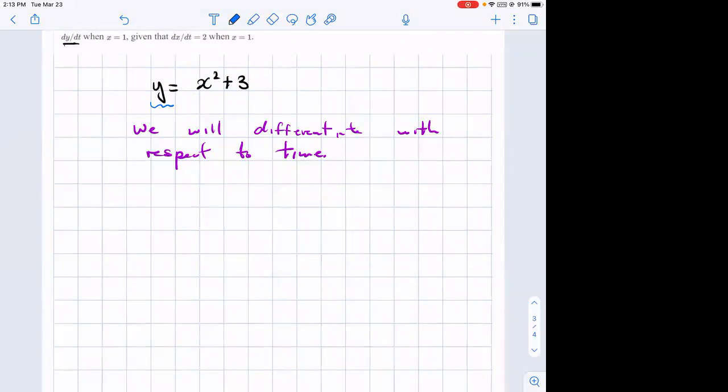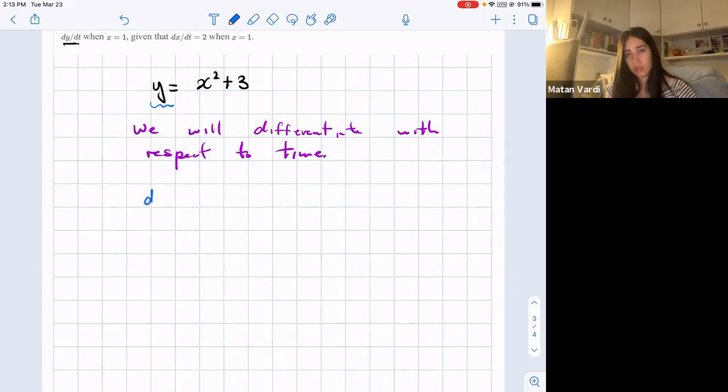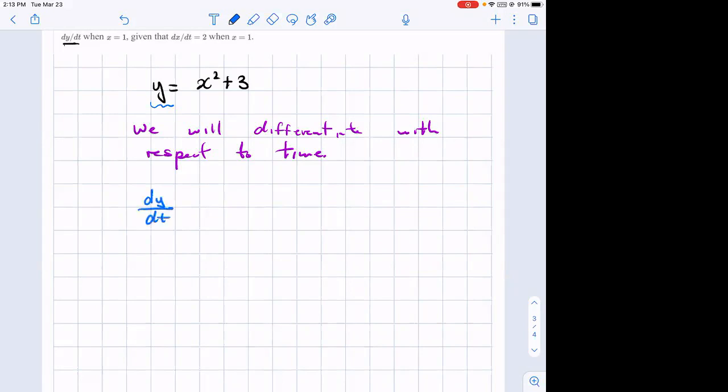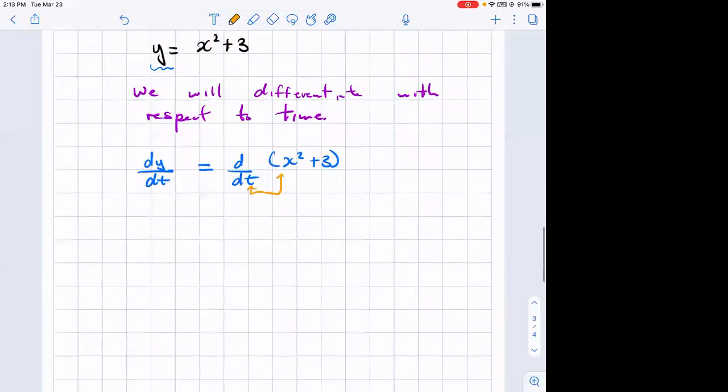What do I get if I differentiate y with respect to time? dy/dt. dy/dt, very good. dy/dt equal to, now I have to differentiate all of this, x squared plus 3, also with respect to time. Okay, so remember as we said, notice here the variables are different. So when you differentiate the right side, what would we get?